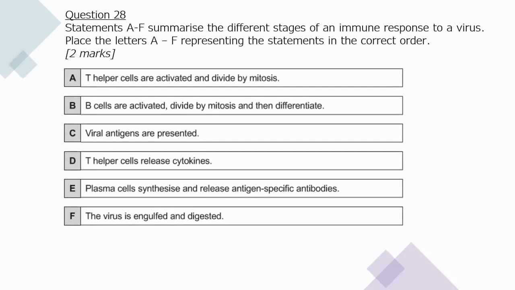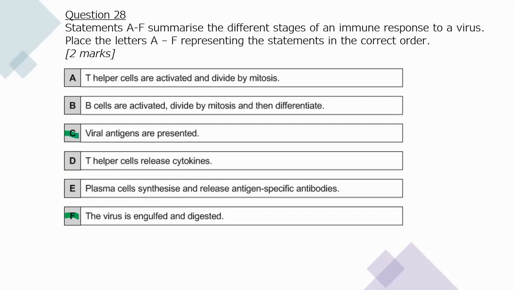Question 28, statements A to F summarise the different stages of an immune response to a virus. Place the letters representing the statements in the correct order. So without even looking at the statements, we know that the first stage of the immune response to a virus is being engulfed and digested in phagocytosis. So therefore F is going to be our first statement. We then know that the macrophage presents the viral antigens on its surface. So C is our next statement.